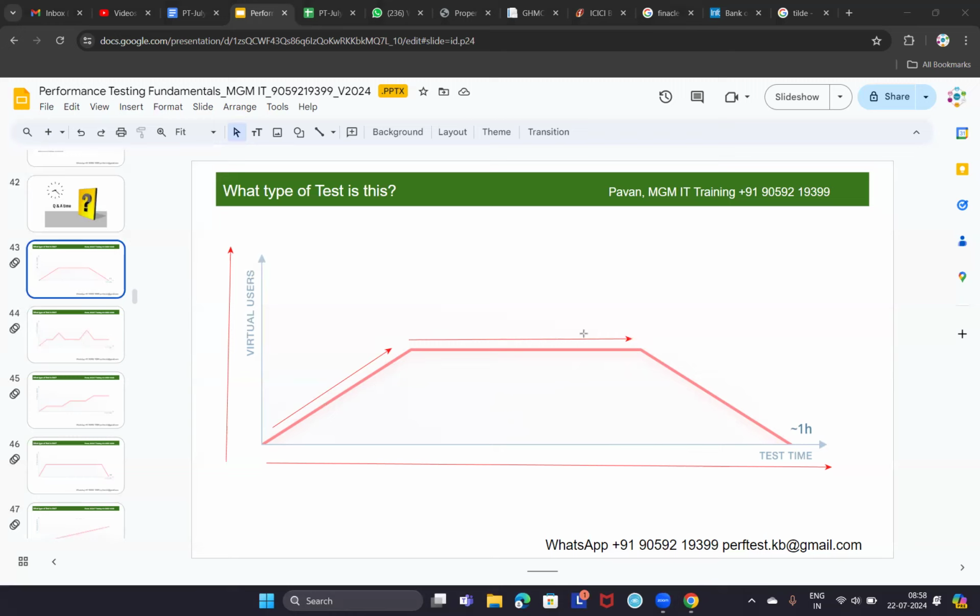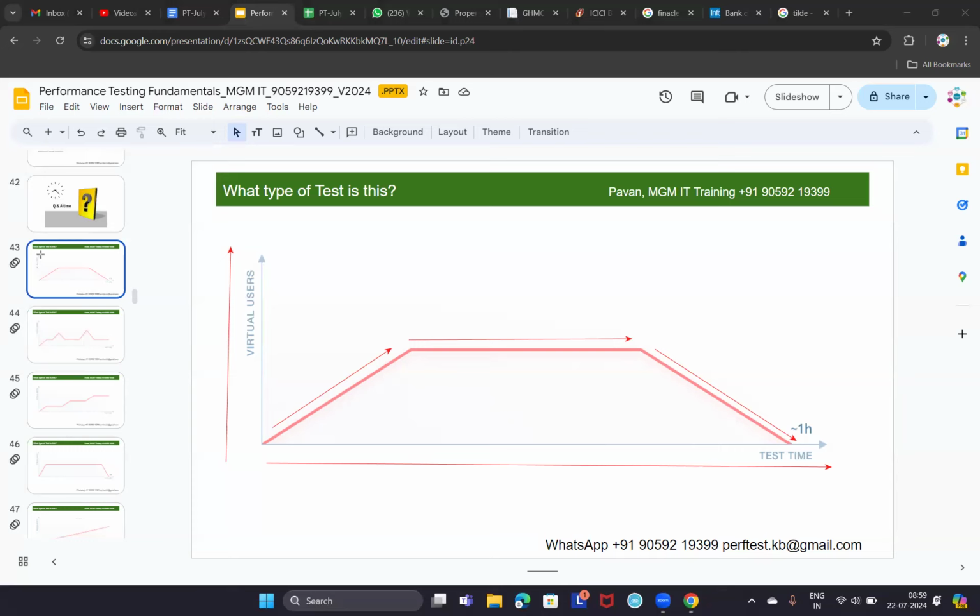Means there will be around 1 lakh or 2 lakh users accessing the application. And then from the evening time, slowly the number of users accessing the application will be coming down. By 11 o'clock or 12 o'clock, it will become almost zero, not exactly zero. Right. So this is called the ramp up period. This is called the steady state, and this is called the ramp down period.